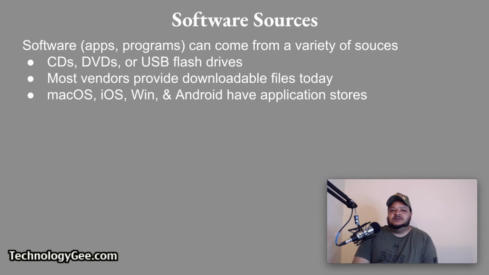Software sources. Software such as apps and programs can come from a variety of sources, such as CDs, DVDs, or USB files, but most vendors today provide software as downloadable files. Mac, iOS, Windows, and Android also have application stores to make shopping for apps easier. In the following sections, you will learn how to make sure you are getting apps from legitimate sources.